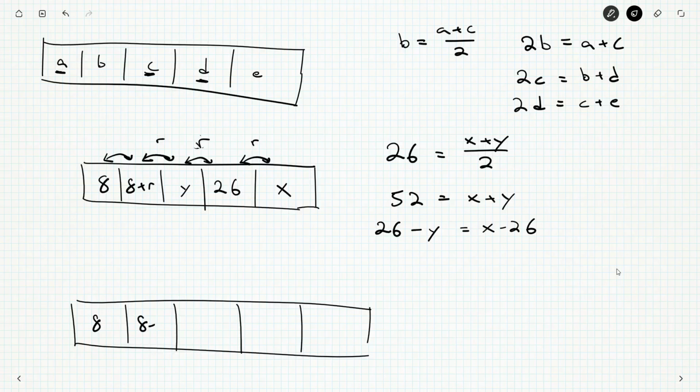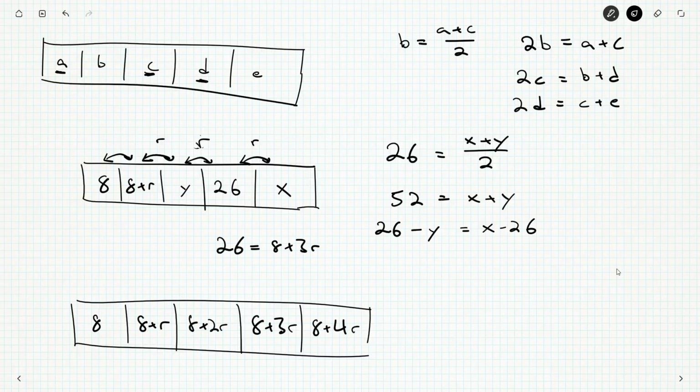8 plus r, 8 plus 2r. 26 is going to be 8 plus 3r, and so that's going to give us a way to figure out what r is. And x, well, that's the last box. That's just going to be 8 plus 4r.